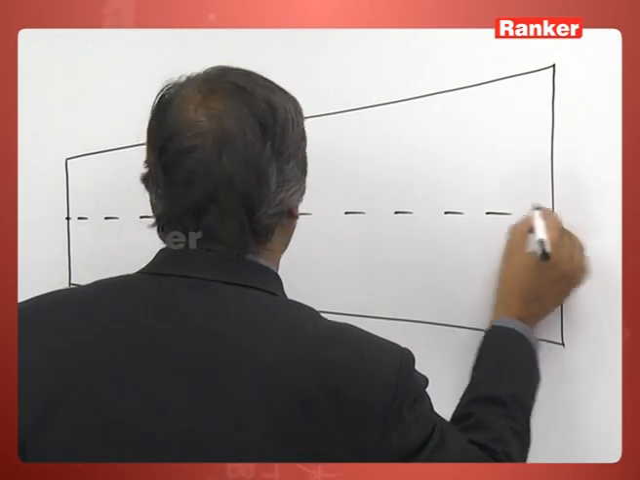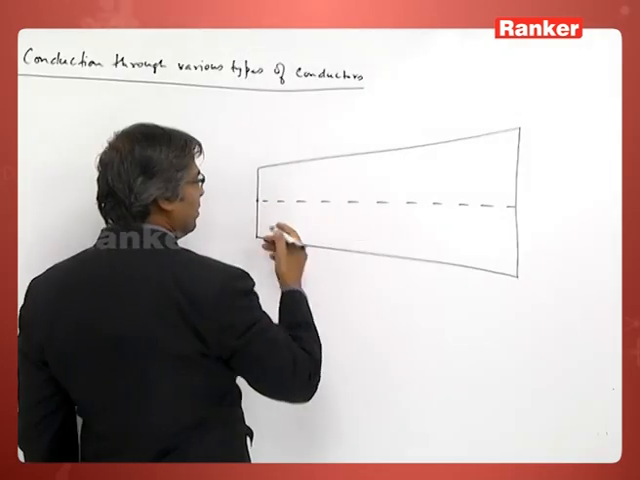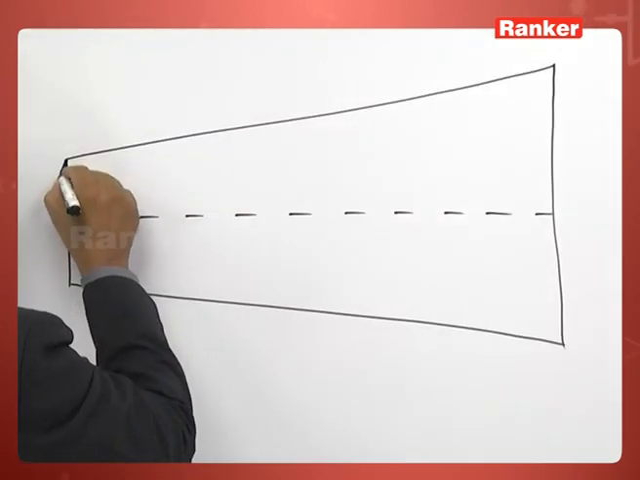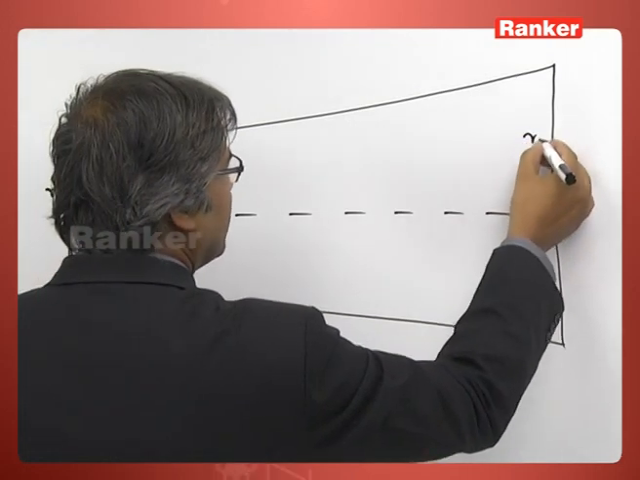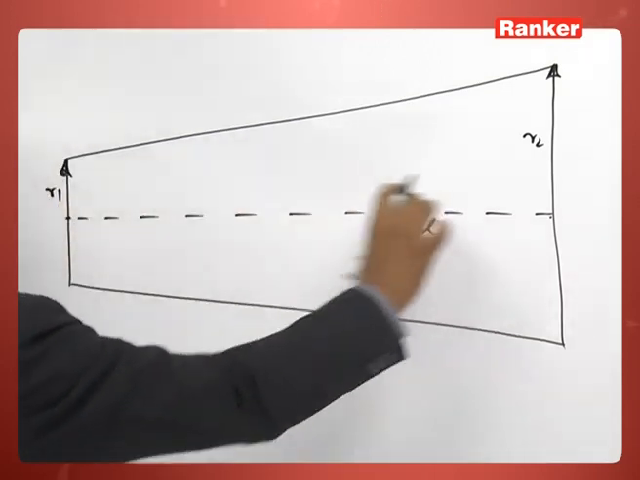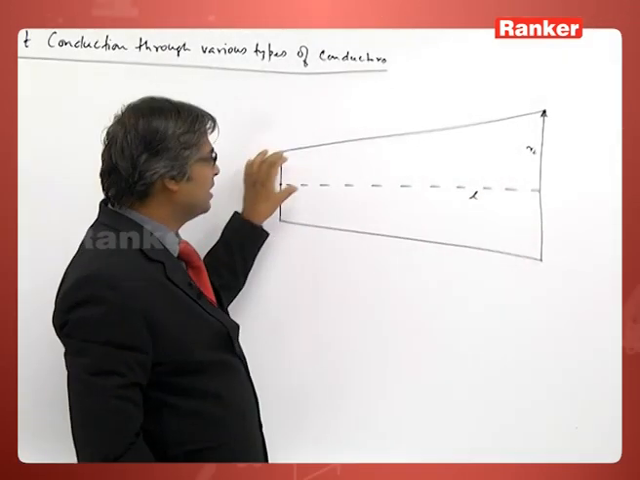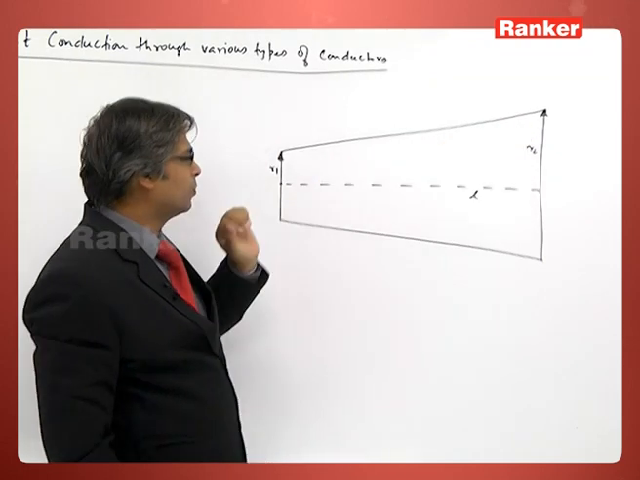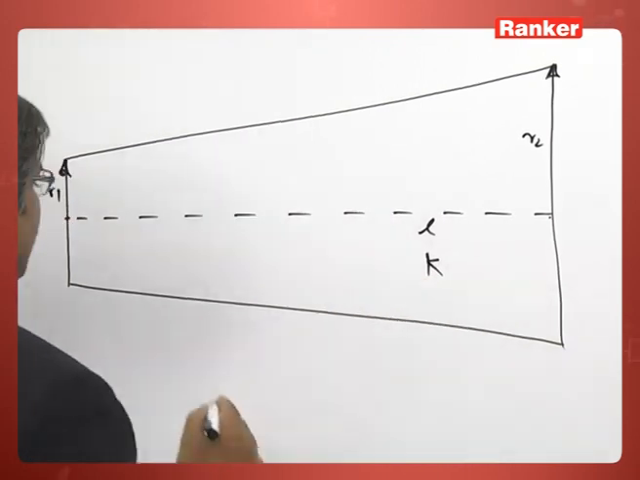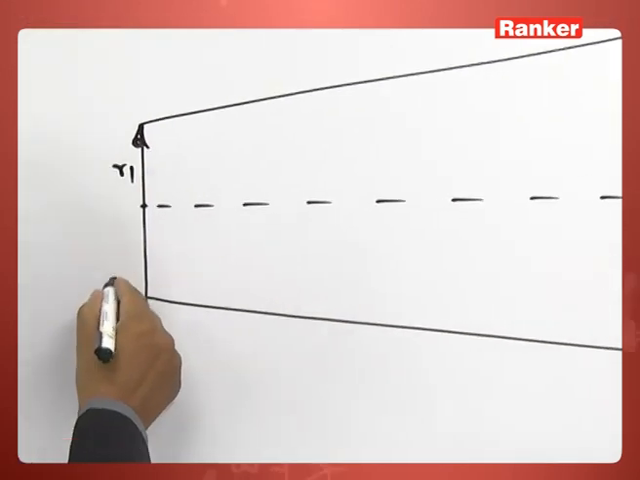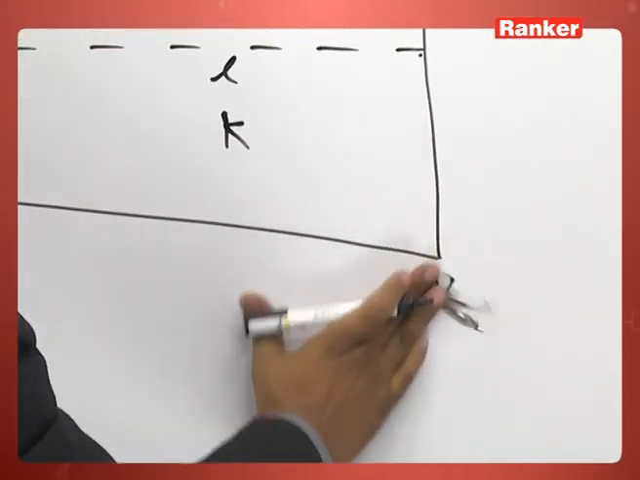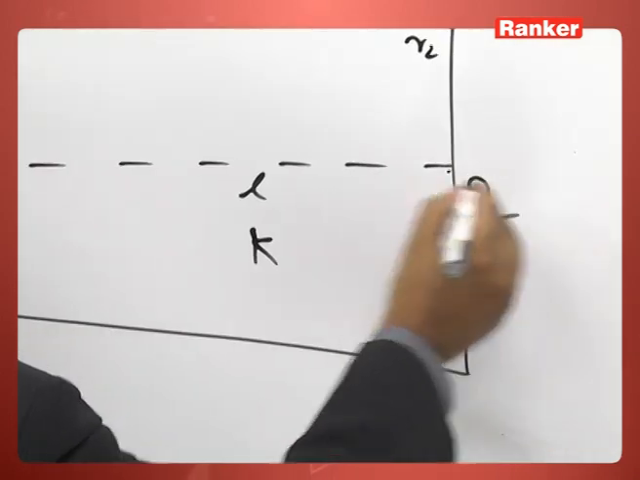So, these are circular ends, I am just drawing the cross section. Here this radius is R1 and here it is R2, and this length is L. So, during length L, the radius changes from R1 to R2. The material has a conductivity K, and this side is maintained at temperature theta 1 and this side is maintained at temperature theta 2.